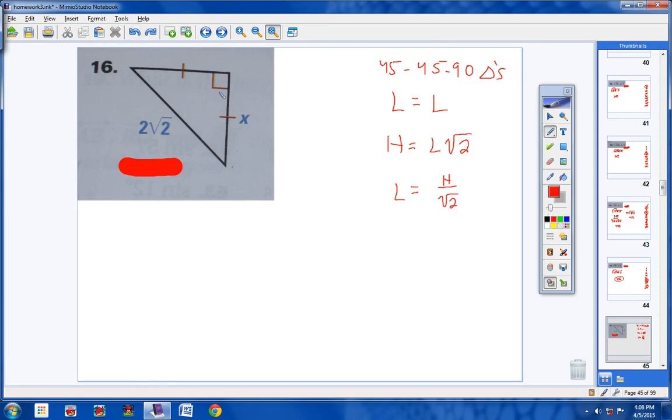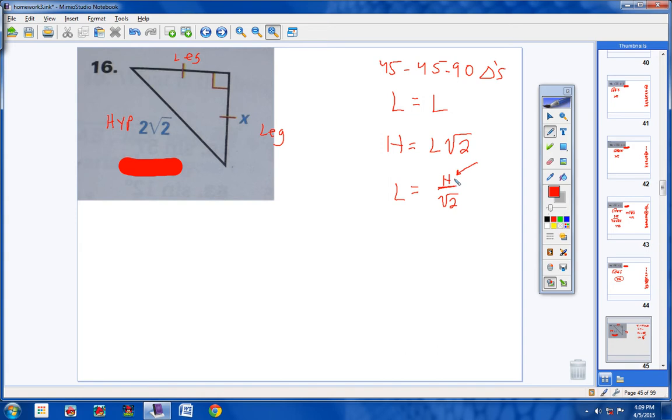So here we go. This is a leg. This is a leg. This is the hypotenuse, and we're solving for x, okay? Now, the legs are congruent, so if I knew the length of this leg, it would be the same as this leg, but I don't know the length of this leg. However, I do know the length of the hypotenuse. Well, look what you can do right here. When you know the length of the hypotenuse, you can divide it by what? Square root of 2, and that gives you the leg.